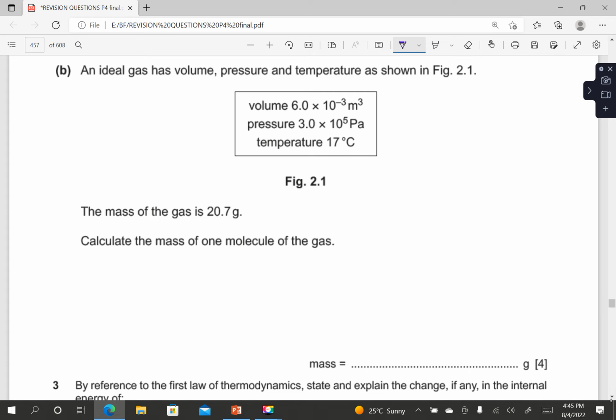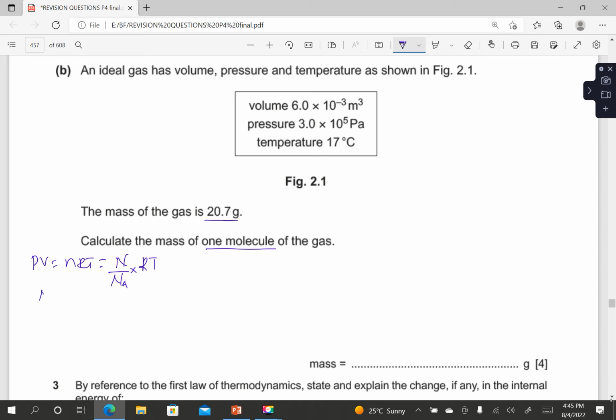An ideal gas has volume, pressure, and temperature as shown. The mass of the gas is 20.7 grams. Calculate the mass of one molecule of the gas. One molecule. So remember, PV is equal to nRT, which is equal to the number of molecules divided by Avogadro's number times R times T. So I can find the number of molecules.